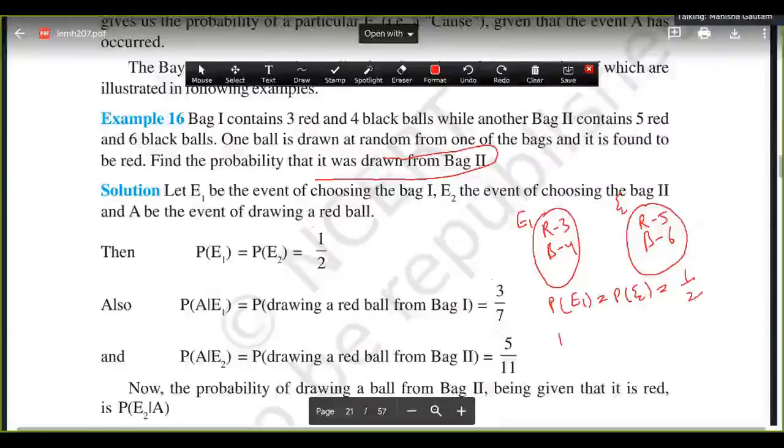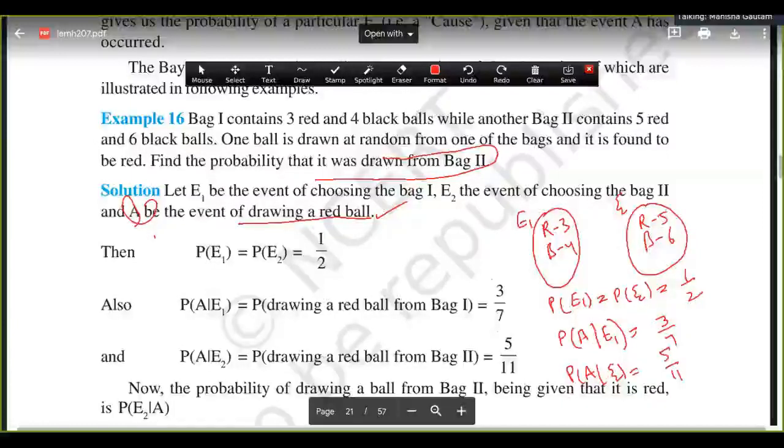Now suppose A is the event of drawing a red ball. You are drawing a red ball if you have already picked bag 1. From the first bag, the probability of a red ball will be 3 by 7. The probability of a red ball from the second bag will be 5 upon 11.